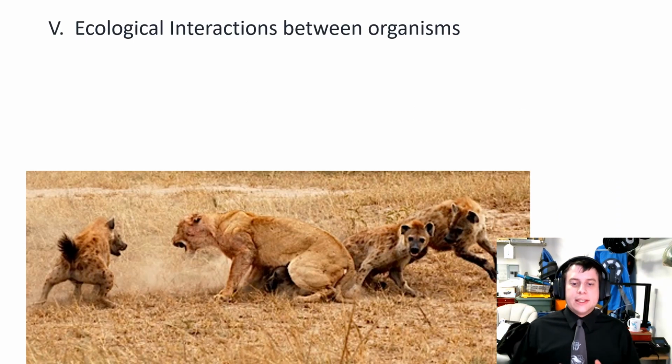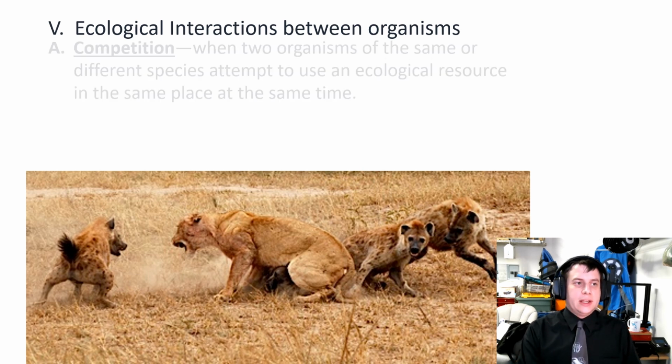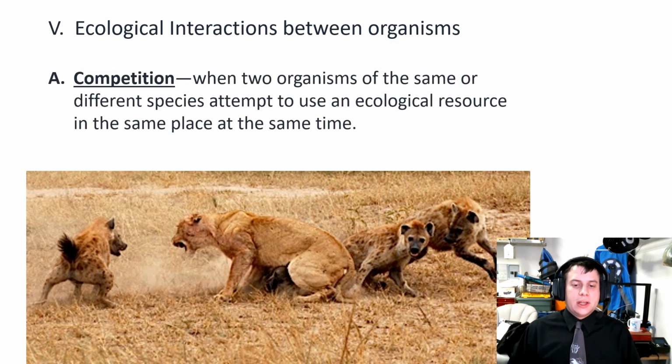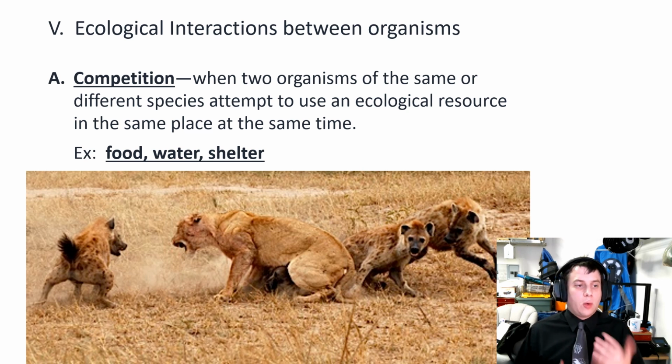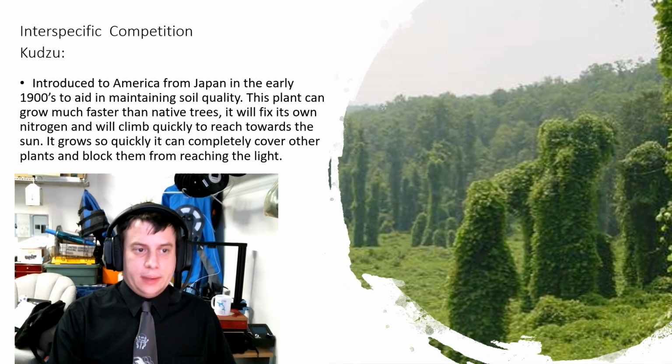All right, so let's take a look at some ecological interactions between organisms. When you have multiple organisms in an area, you're generally going to have some kind of competition. Competition is simply defined as when two organisms of the same or different species attempt to use an ecological resource at the same time. That's the baseline definition of competition. That could be food, water, or shelter, and there are a number of different ways that organisms, I shouldn't just say animals, I should say plants as well, approach this problem and try to work through it.